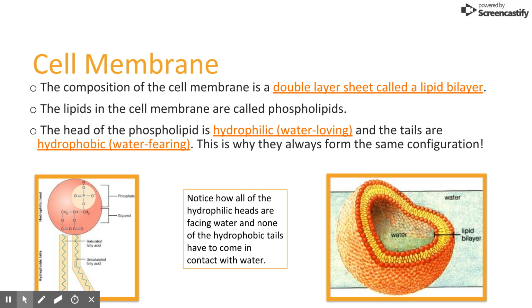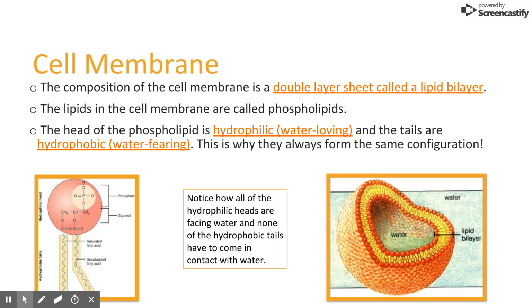So specifically, the cell membrane is made up of a double layer sheet called a lipid bilayer. So let's break down that word right there. Lipid refers to fats, and the term bilayer, bi means two. So it's going to be two layers of fat molecules. The lipids in the cell membrane happen to be of a group called phospholipids, and this simply means that they have a phosphate group attached to their fatty acid tails.